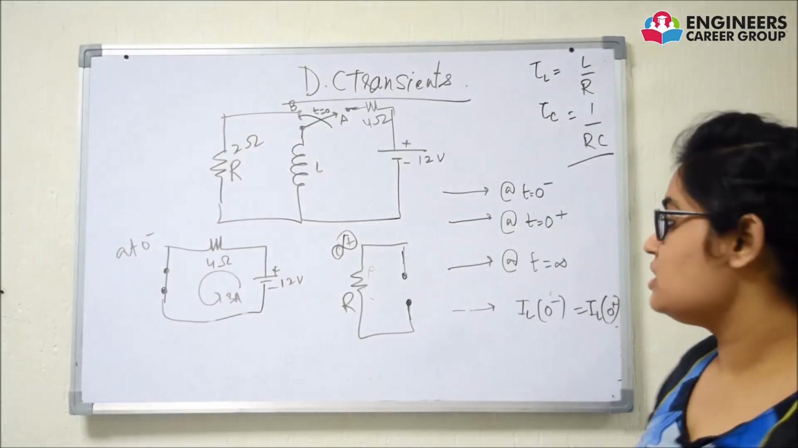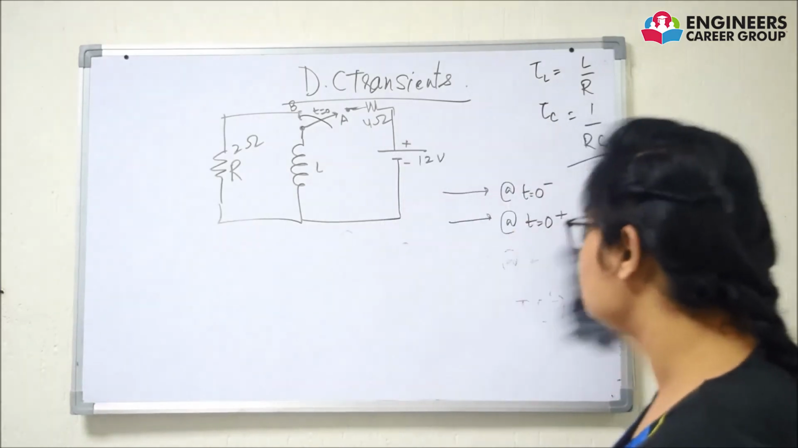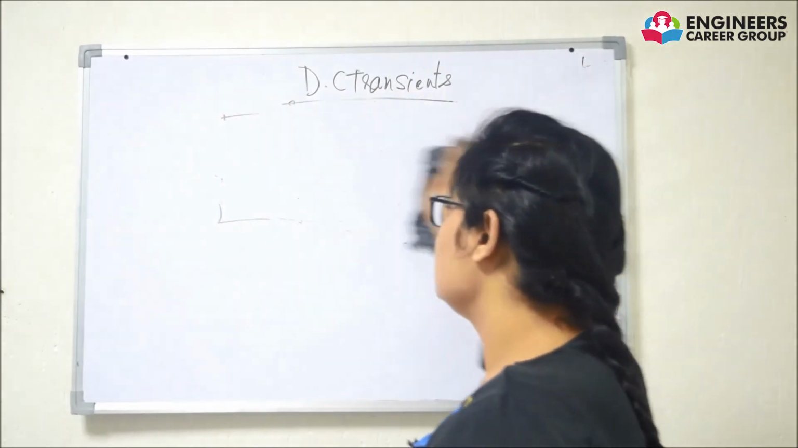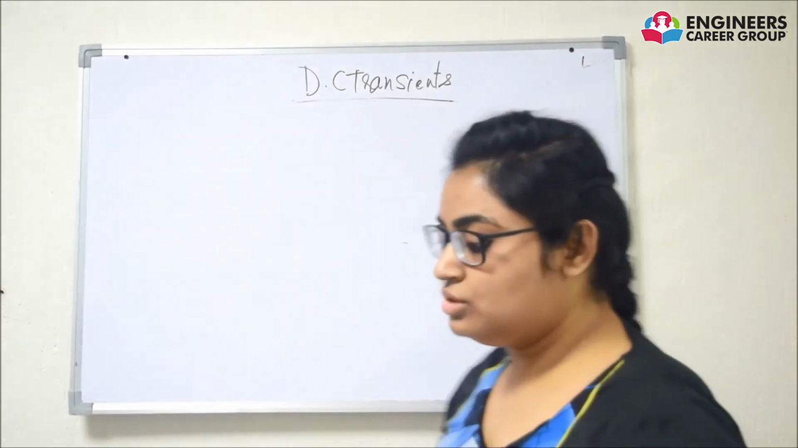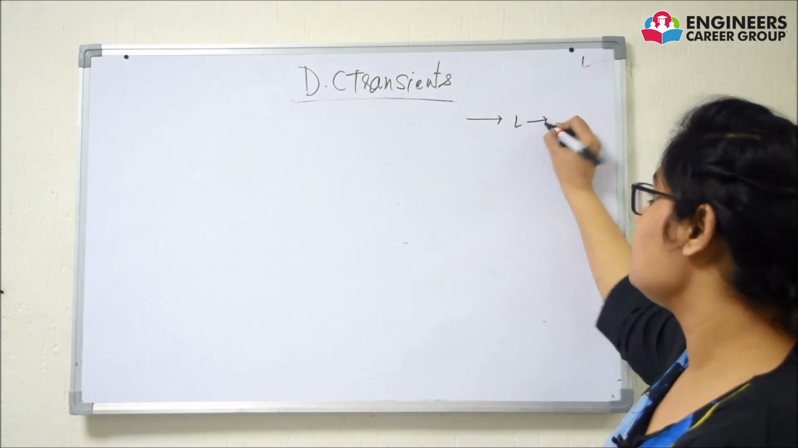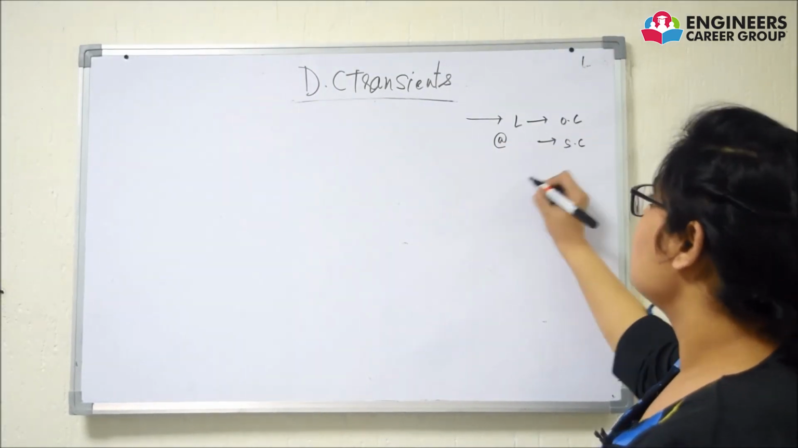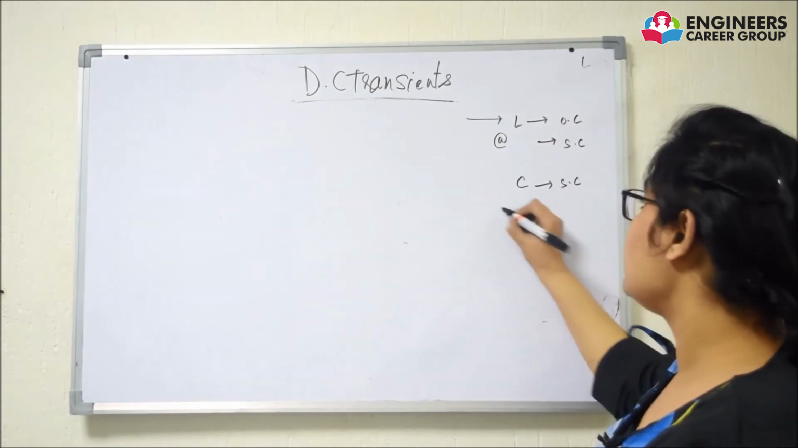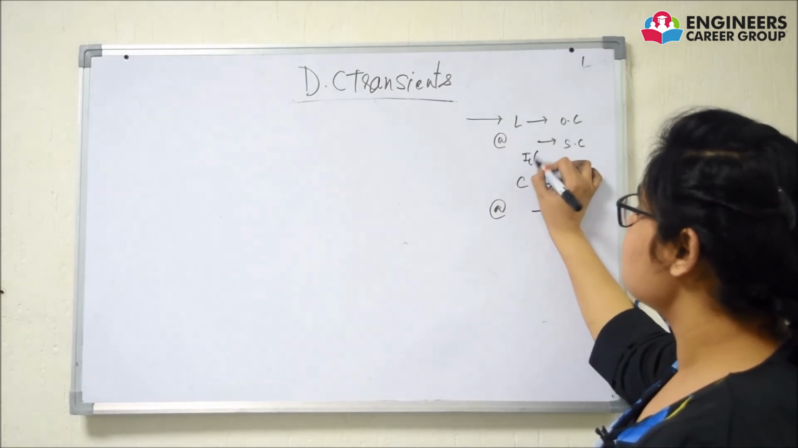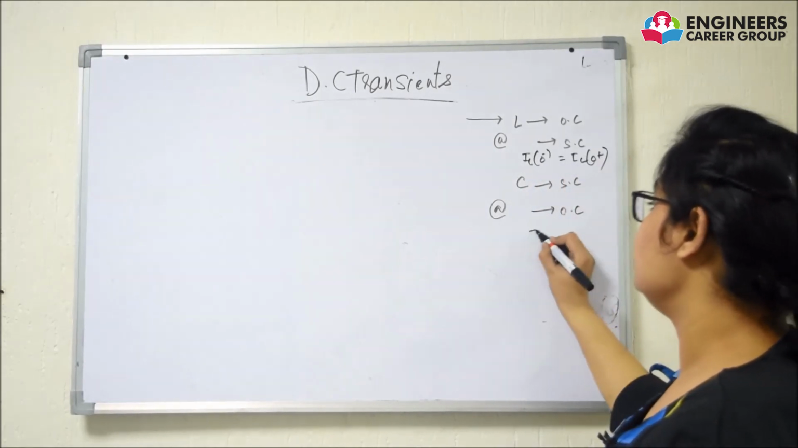Now according to question, they ask you different types of things, like they ask you IL0 minus, IL0 plus, VC0 minus, VC0 plus and so on, and you have to answer accordingly. Now there are important points that you should know about DC transients. First of all, inductor initially acts as open circuit, at steady state it acts as short circuit. Capacitor initially acts as short circuit, at steady state it acts as open circuit. Current in inductor does not change instantaneously and voltage in capacitor does not change instantaneously.